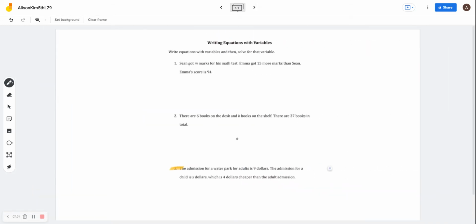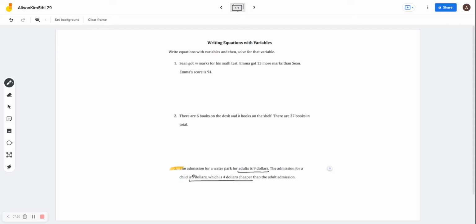Now let's do equations. The admission for a water park for adults is $9. The admission for a child is X dollars, which is $4 cheaper than the adult admission. So you want to write the equation and then solve for the variable. So we know that the admission for the adults is $9, and the child is X dollars, which is $4 cheaper than the adult admission.